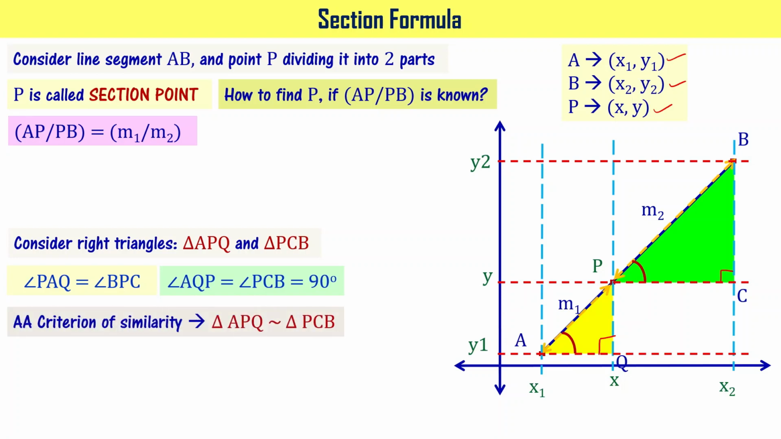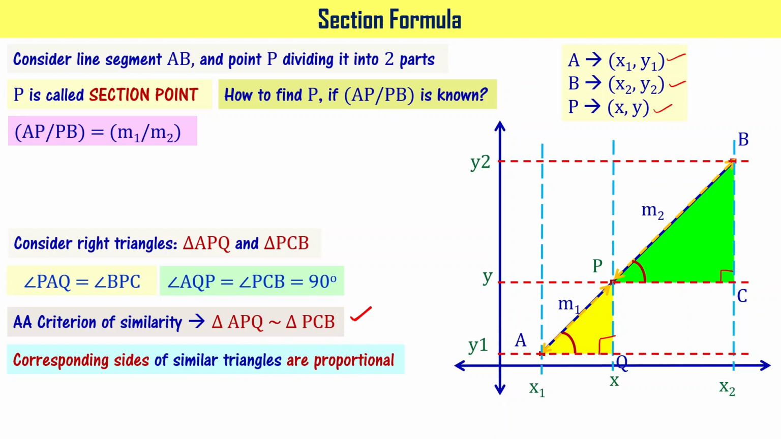So you may recall that the AA criterion of similarity of triangles says that when two of the corresponding angles of two triangles are equal, those two triangles are similar. It means I can write, sorry, triangle APQ is similar to triangle PCB, right?